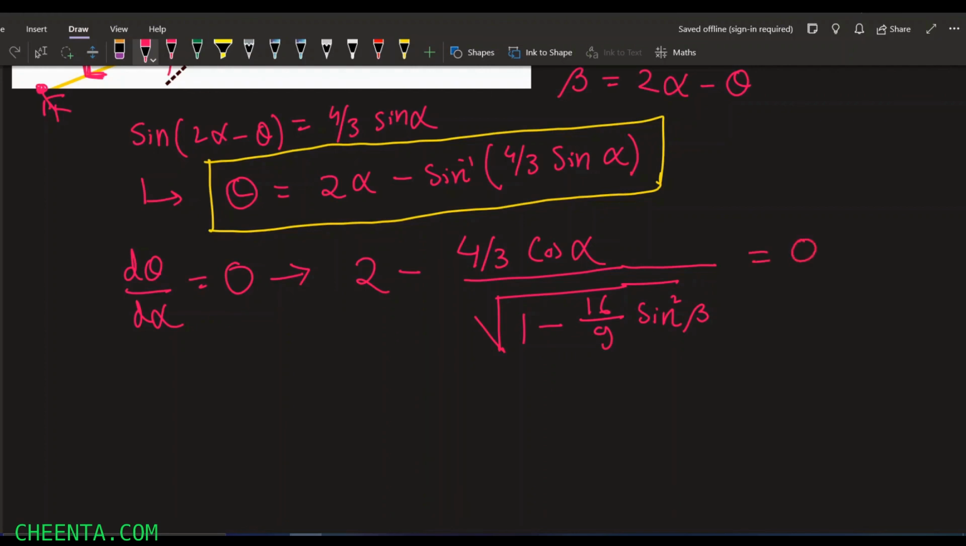And if I simplify a little bit and solve this, then I will get alpha equal to 40.2 degree, which I have shown you in the graph. It is close to 40 degree, so it is indeed correct. And if I put this value of alpha in this equation, I get the value of theta equal to 21 degree, or theta max, I can say.